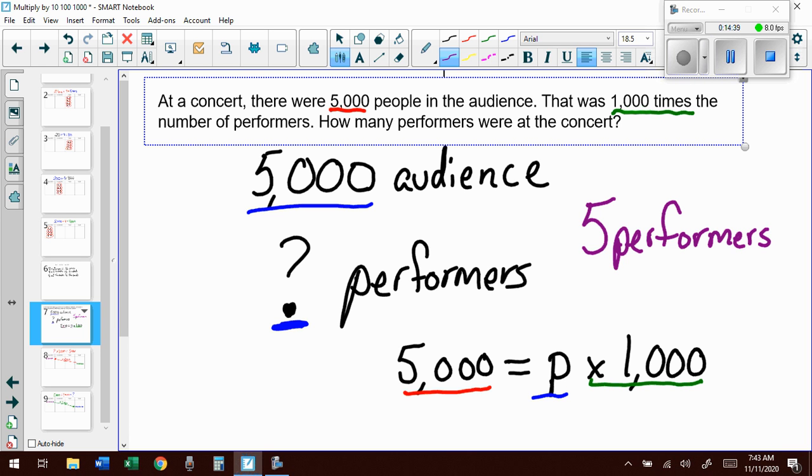Before we leave, we better make sure that we answered this word problem correctly. I'm going to cross things out in yellow. At a concert, okay? There were 5,000 people in the audience. Got it. That was 1,000 times the number of performers. 1,000 times the performers. Got it? And then, did I answer how many performers there were? Nailed it.